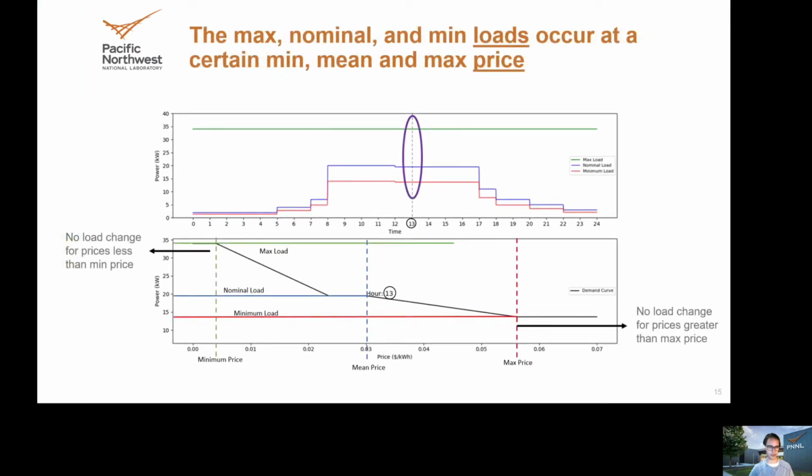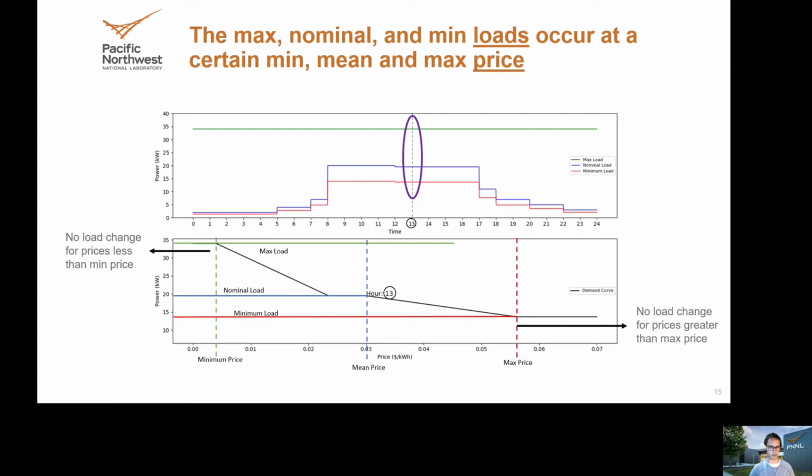And in order to interpret these demand curves, we can use an example. So if we look at hour 13, we can see that we already know what our max, nominal, and minimum load are, shown in the purple circle at the top. And knowing these values, we can actually choose at what prices those values occur. So we can define a minimum, maximum, and mean price, which is shown as the vertical dashed lines in the bottom.